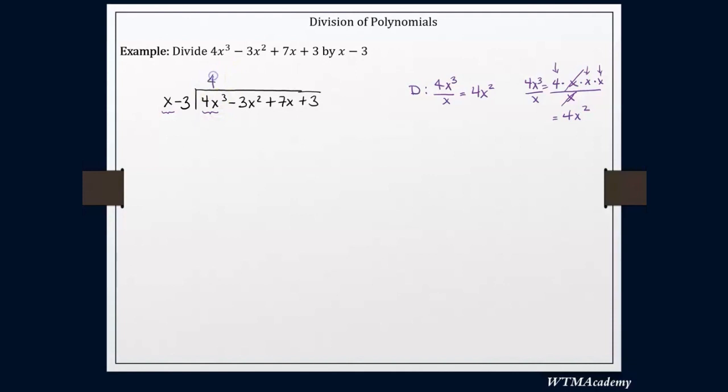That's what we're going to be multiplying by, this 4x squared. So then the x minus 3 will get multiplied by the 4x squared. So let's do that. We're going to multiply the 4x squared by x minus 3.